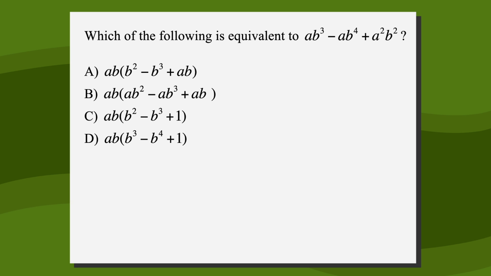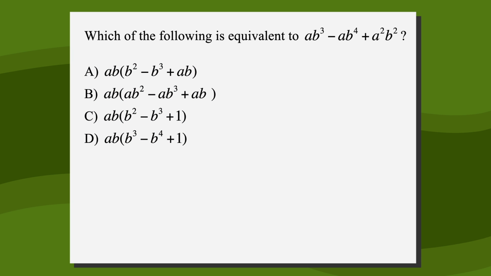Which of the following is equivalent to a times b to the third minus a times b to the fourth plus a squared times b squared? This may look rough, but remember that applying the right strategy will simplify the problem. Did you notice that we have variables in the answer choices? As you know, this means that it's a picking numbers problem.